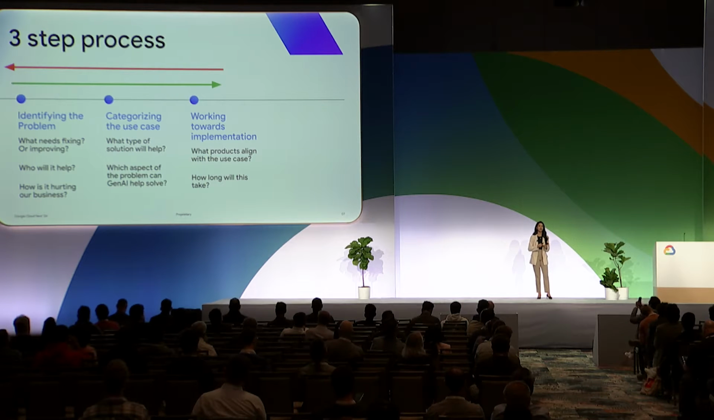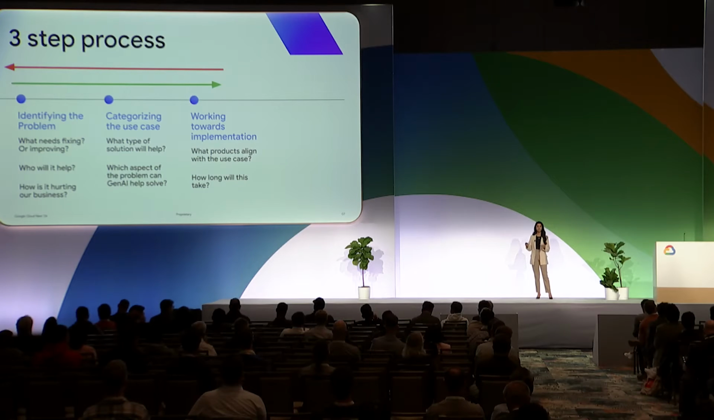So saying, what type of solution is going to help? Is this one where we want to implement RAG? Or do we want to create a model of our own? Or do we just want to make a couple API calls to Gemini, for example, right? And then the last step being working towards implementation. So what products really align with this?